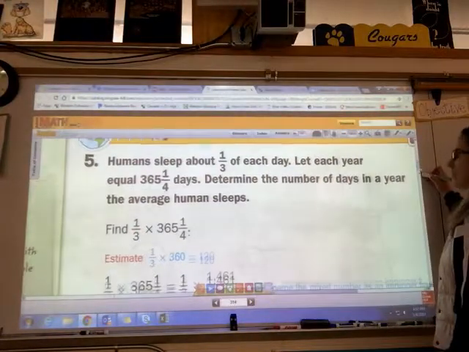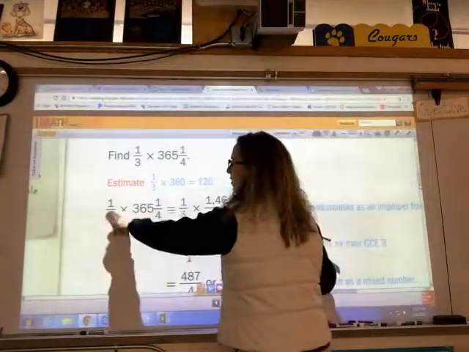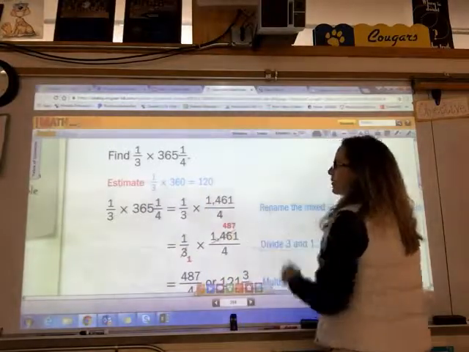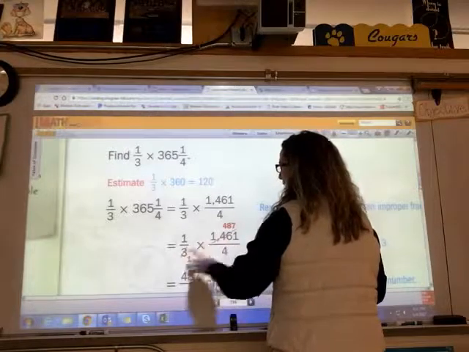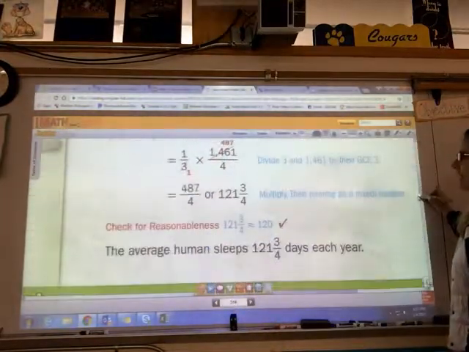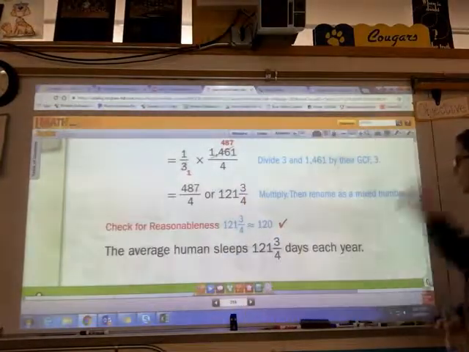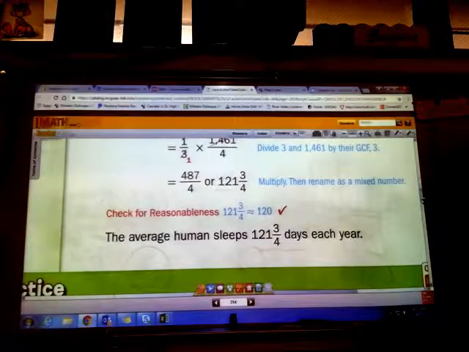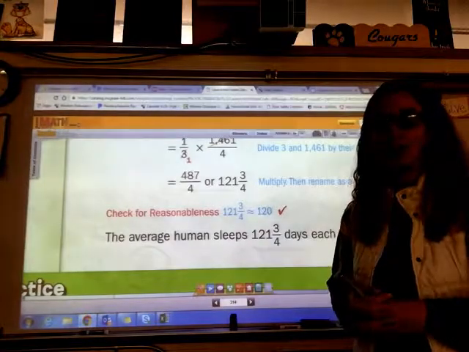They did estimate first to see what their answer is going to be about. Then again, you're taking 1/3 times, we want to change that or rename that. They renamed it as 1,461 over 4. Okay, then I can cross reduce, multiply straight across. So basically, the average human is going to sleep 121 3/4 days out of the year. So again, just taking what we've learned with multiplying fractions and putting it into a word problem situation.